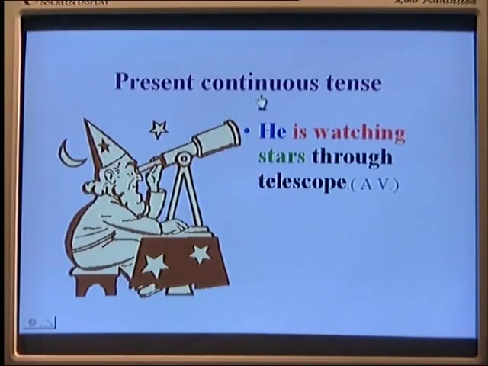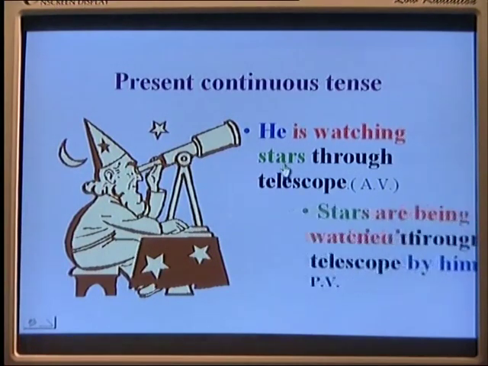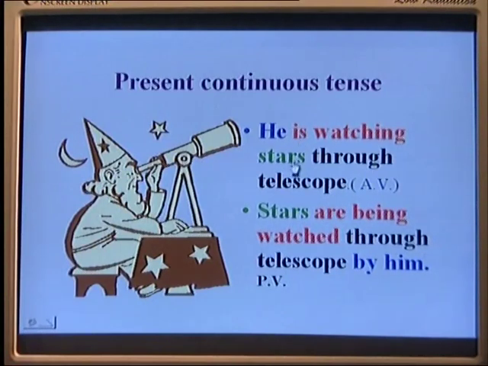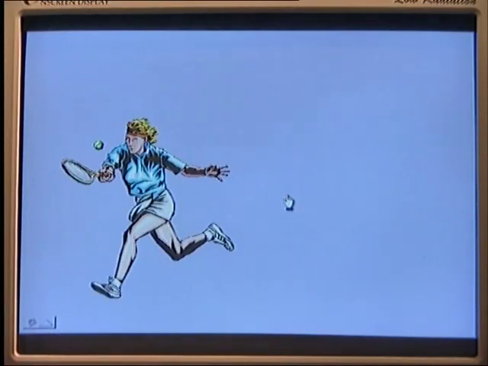So, when you change it into passive, what is the subject here? He. The verb is watching and the object is stars. So the sentence should begin with the object, stars, plural, and this is in present tense, therefore, stars are. The "ing" form is there. Watched is the past participle form, therefore watching becomes being watched, because the "ing" form is there. You should use being watched by him, through a telescope.